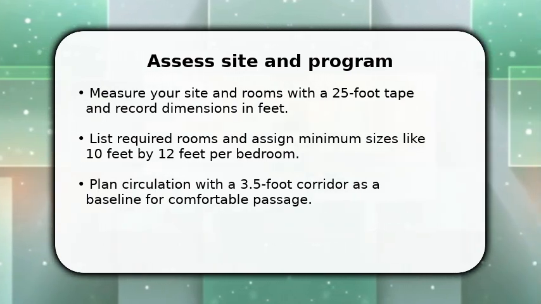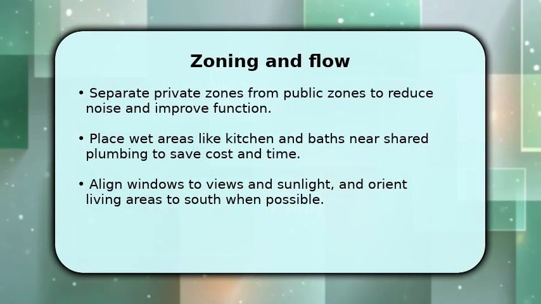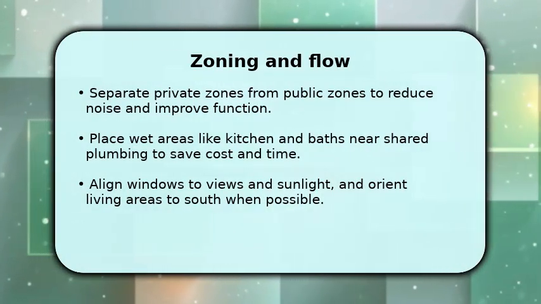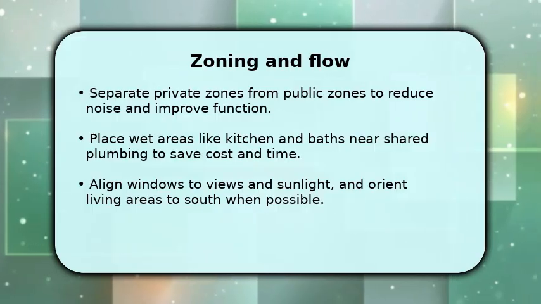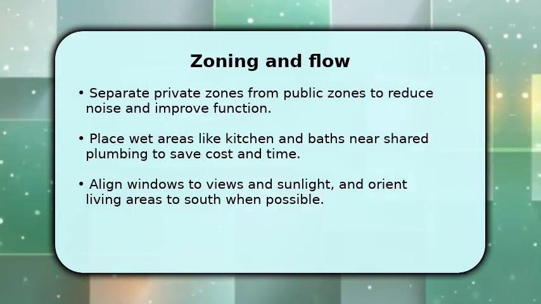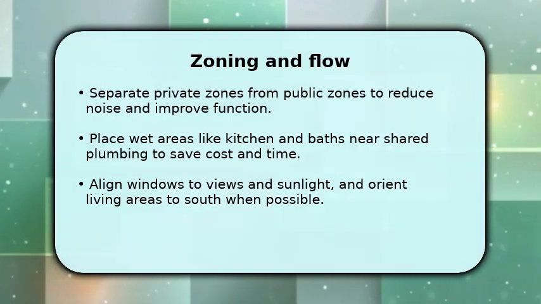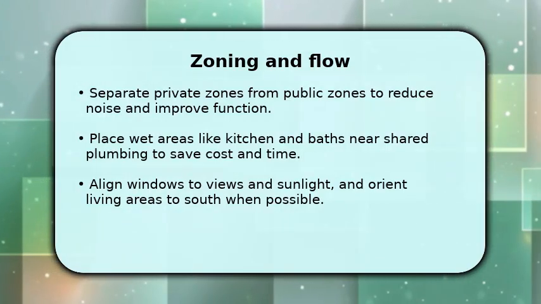Next, zone your plan by separating private areas from public areas to reduce noise. Locate bedrooms and studies away from high-traffic living zones for focused rest and work. Group wet areas such as kitchen and baths near shared plumbing to reduce construction cost and shorten pipe runs.